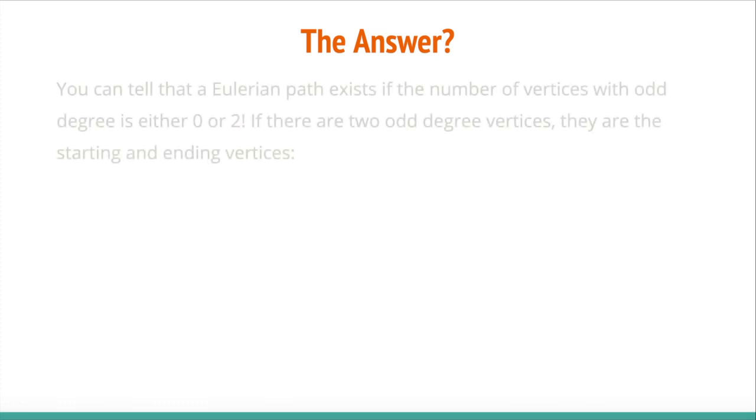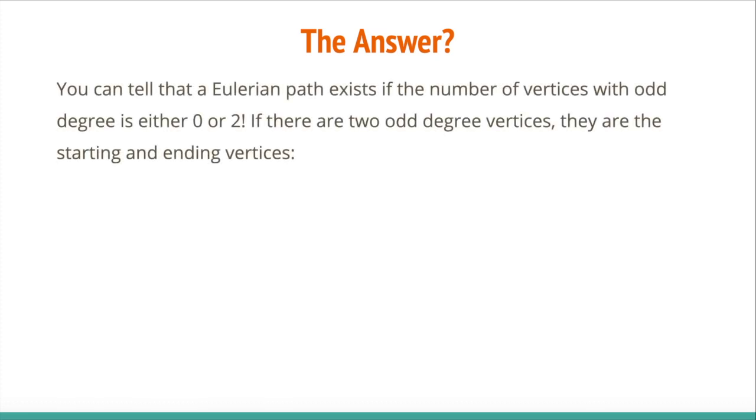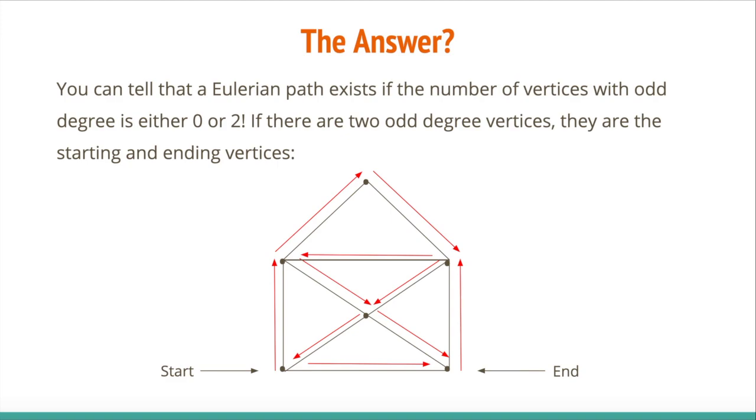What is the answer? Well, you can tell that an Eulerian path exists if the number of vertices with odd degree is either 2 or 0. If there are 2 odd degree vertices, they have to be the starting and ending vertices. So for this shape, the starting vertex is odd and the ending vertex is odd, but all of the other vertices are even.